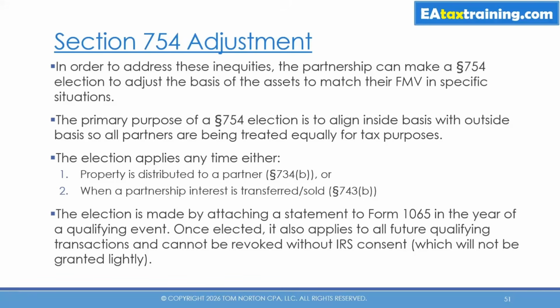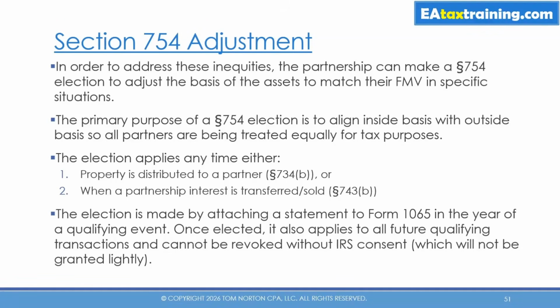Distributions of property are handled under Section 734B. Sales of a partnership interest are handled under Section 743B. So you make a Section 754 election in order to say, yes, we want to use Section 734 and Section 743. The way you make that election is by attaching a statement to the Form 1065 in the year of the qualifying event. Once it is elected, it is going to apply to all future qualifying transactions and cannot be revoked without IRS consent.